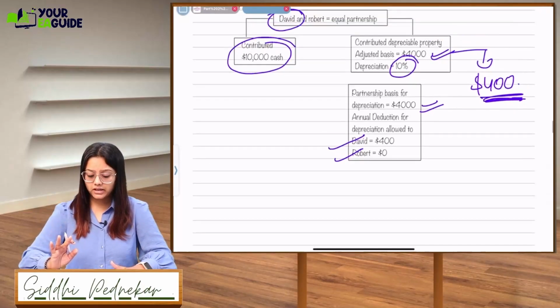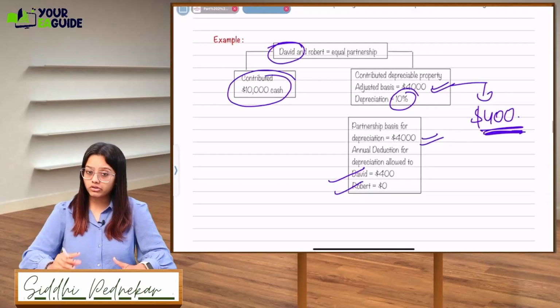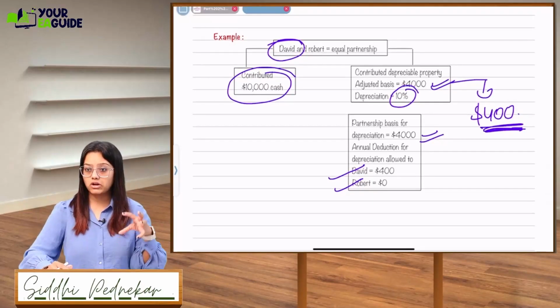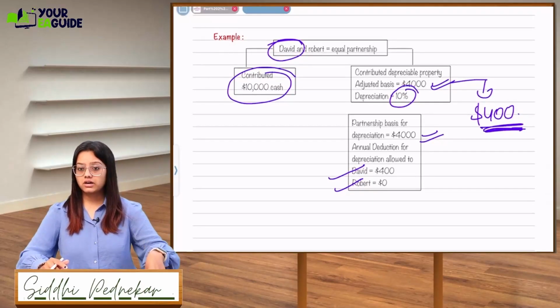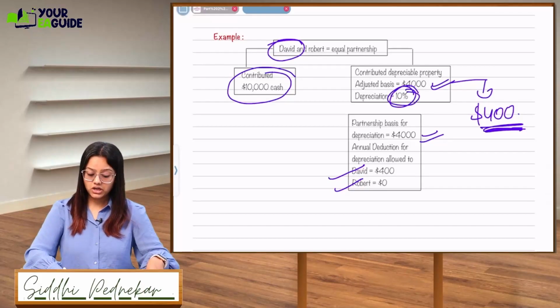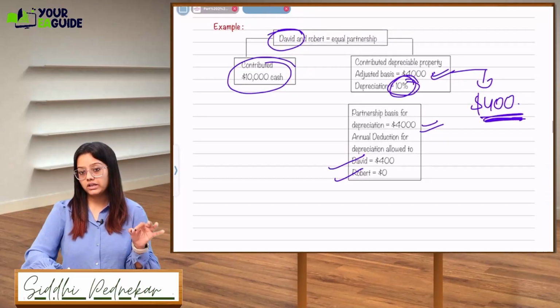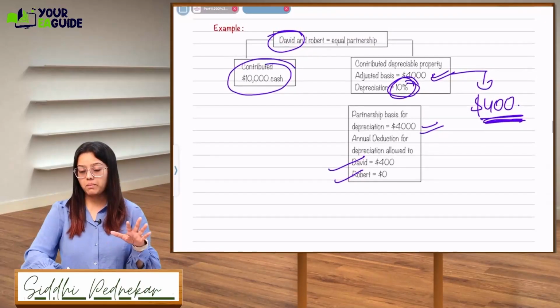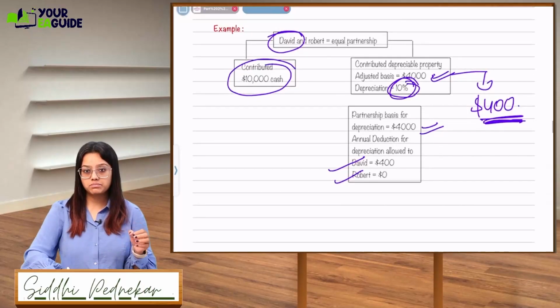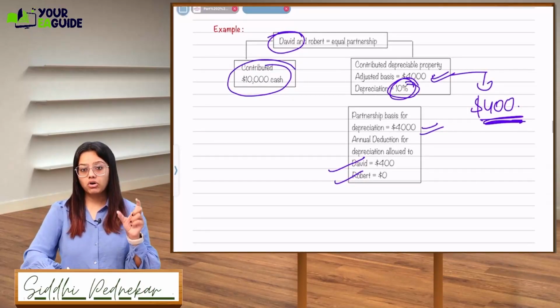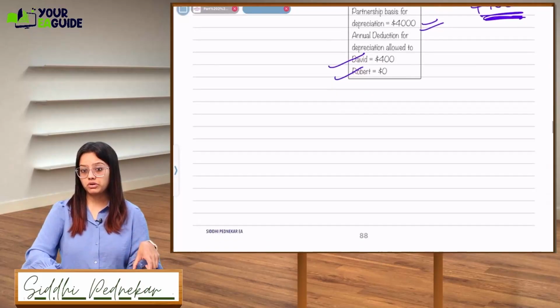In practical life you'll rarely see this, but in the theoretical concept you have to remember it. For the partner who is contributing the cash, the depreciation percentage multiplied by the basis, whatever the depreciation is, will be allocated to the cash-contributing partner rather than only the property contributor. Even though the property is contributed by only Robert, or let's say both are contributing the property, the whole depreciation will be allocated to the person who is contributing cash.